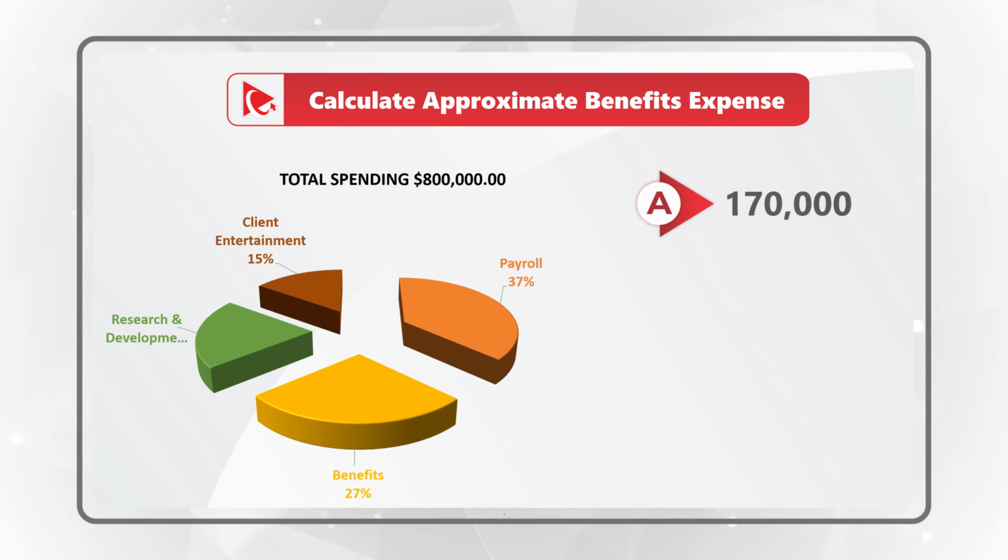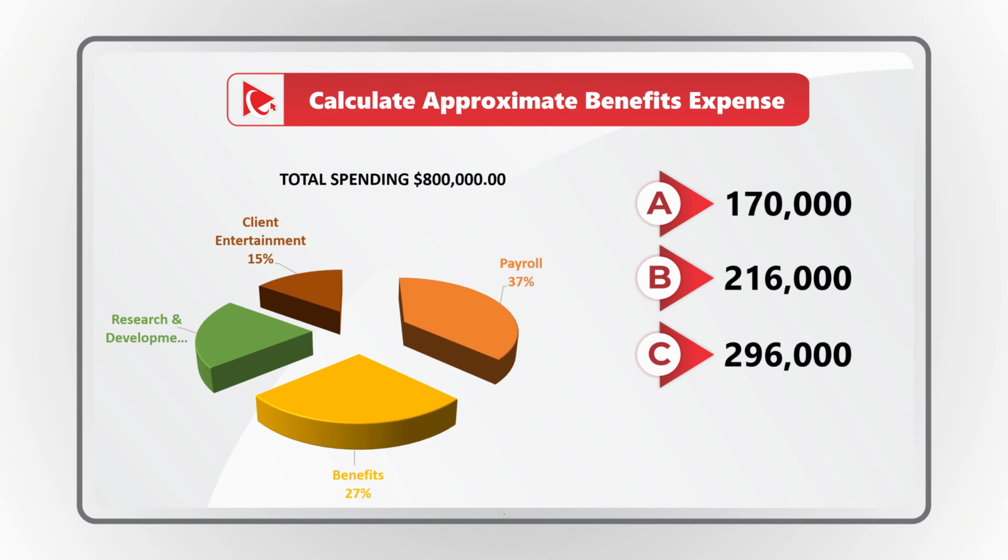Choice A, $170,000. Choice B, $216,000. Choice C, $296,000. And choice D, $360,000. Do you see the answer?